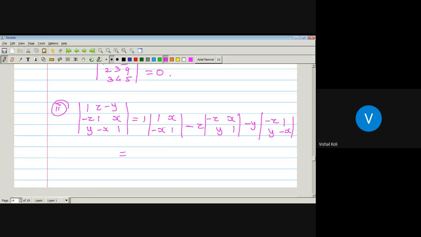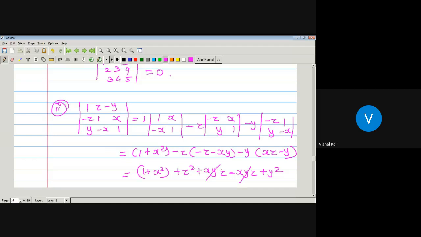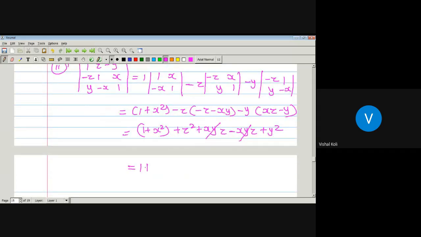So which is equal to, again, 1 into 1, 1, minus of minus plus x square, minus of z into minus of z minus of xy, minus of y into minus z into minus x plus xz minus of y, which is equal to 1 plus x square minus of minus plus z square plus xyz minus of xyz minus of minus plus y square. This xyz plus xyz minus xyz get cancelled, so which is equal to 1 plus x square plus y square plus z square, and that one is the determinant value of our given determinant.